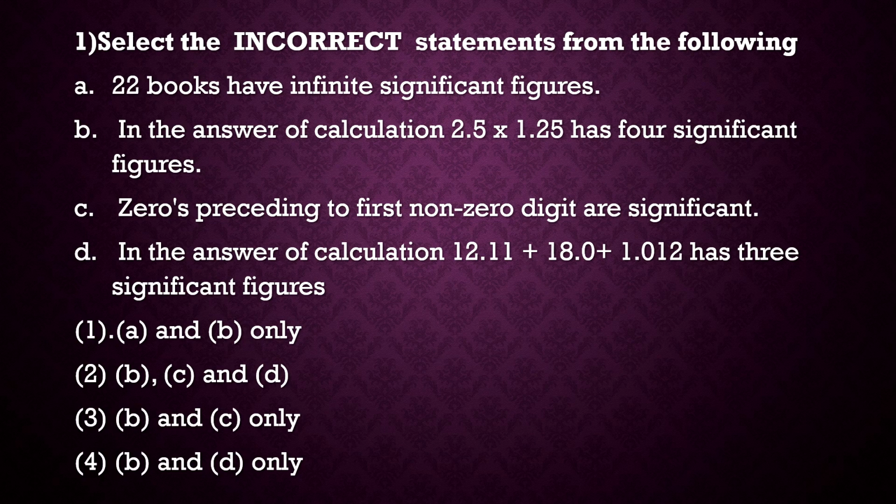So our question is: select the incorrect statement from the following. The statements are: 22 books have infinite significant figures. In the answer of calculation 2.5 into 1.25 has 4 significant figures. Zeros preceding the first non-zero digit are significant. In the answer of calculation 12.11 plus 18 plus 1.012 has 3 significant figures.